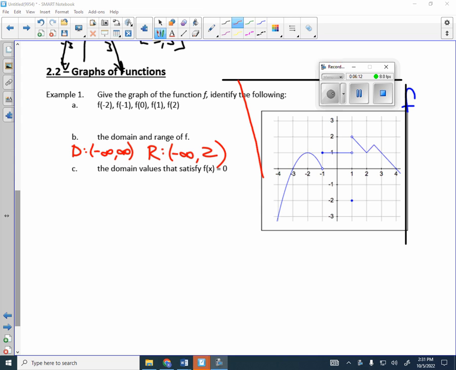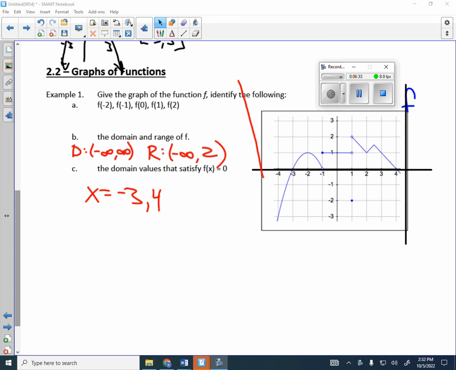Excellent work. And finally, the domain value that satisfies f of x is equal to 0. So f of x means the output. I'm going to put the line for an output of 0. Everybody agree that's an output of 0? What x value produces an output of 0? X equals -3 and 4. Good?